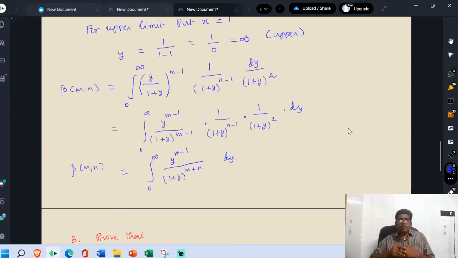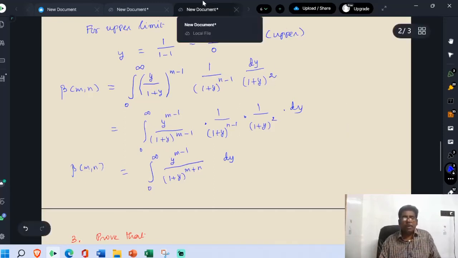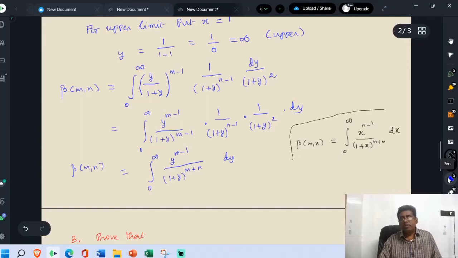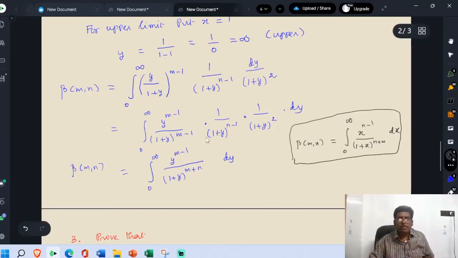We know that beta of m comma n is the integral from 0 to 1 of x power m minus 1 into (1 minus x) power n minus 1 into dx. But we can express beta of m comma n in this form also. This is another form of beta of m comma n. In the same manner, we can prove beta of m comma n equals the integral from 0 to infinity of x power n minus 1 divided by (1 plus x) power n plus m, both are the same, m plus n, n plus m, into dx. This is also beta of m comma n. Yes, we have expressed beta of m comma n in terms of x. This is in terms of y.